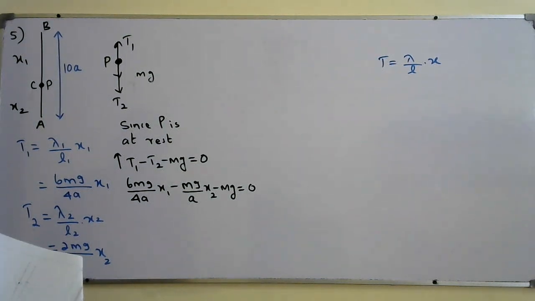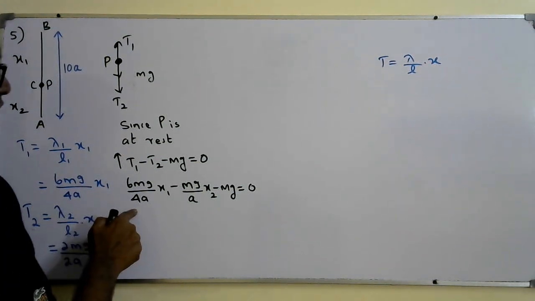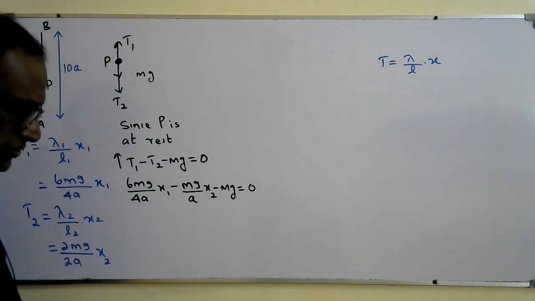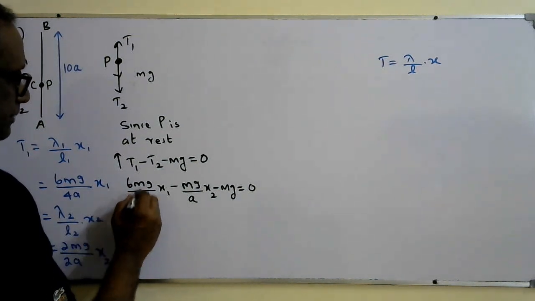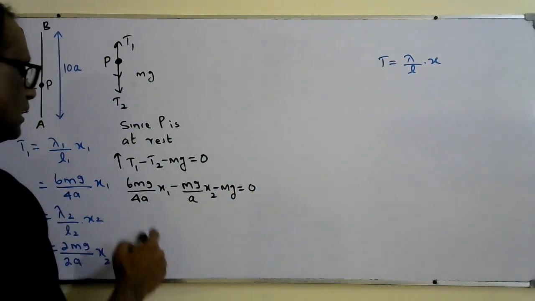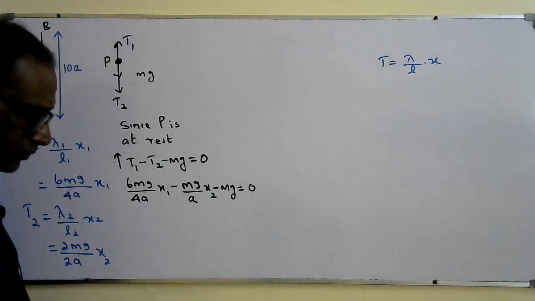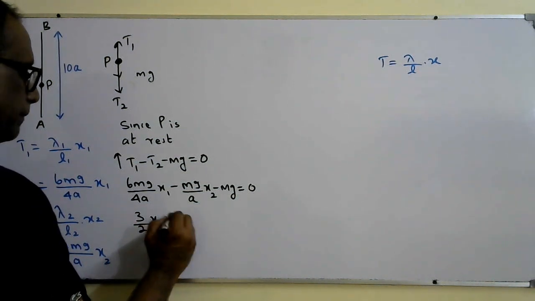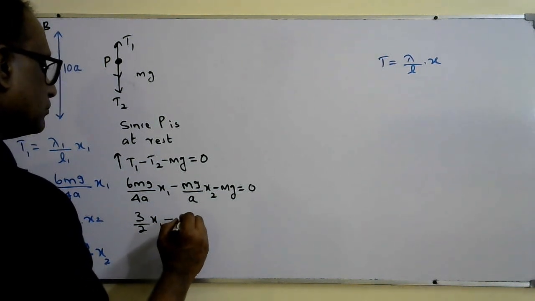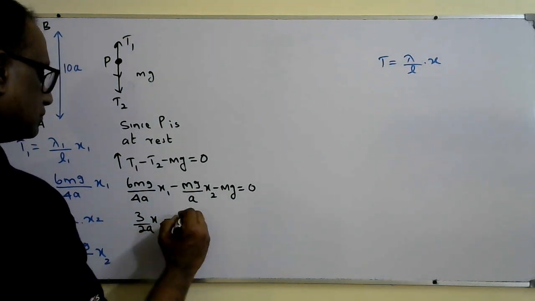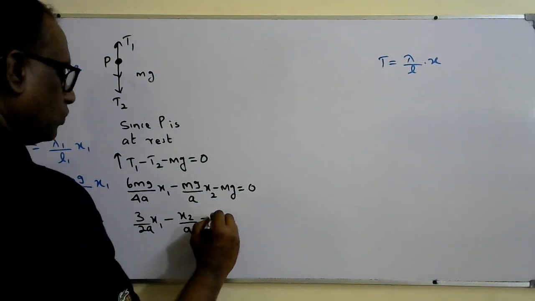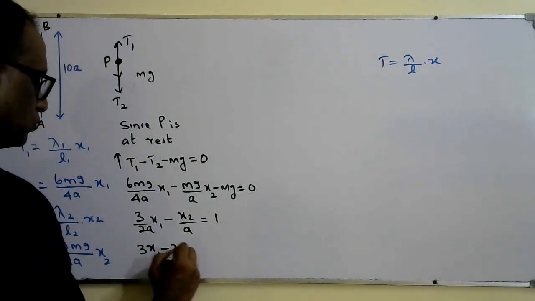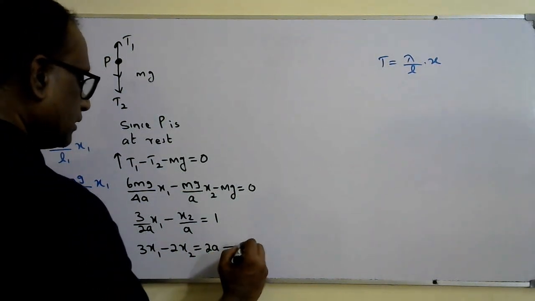All the mg's will get cancelled. Bring the 1 to the right and multiply by 4a. So you will get 3 by 2 x1 minus x2 over a equals 1. Now multiply the whole equation by 2a, and you will get 3x1 minus 2x2 equals 2a. Equation 1.